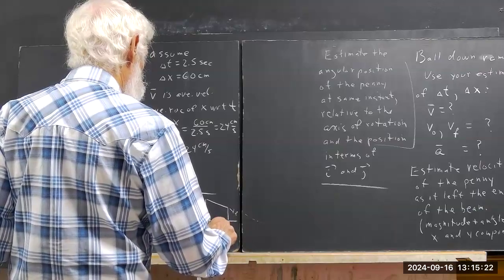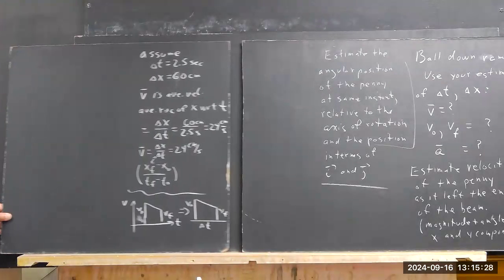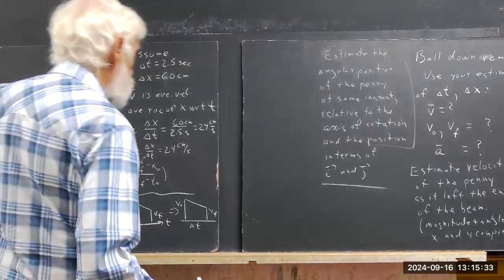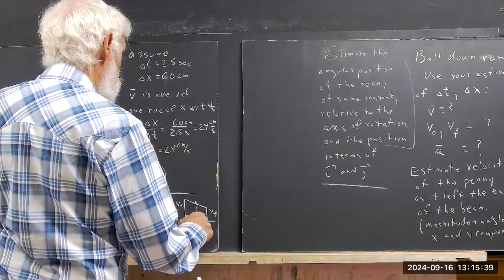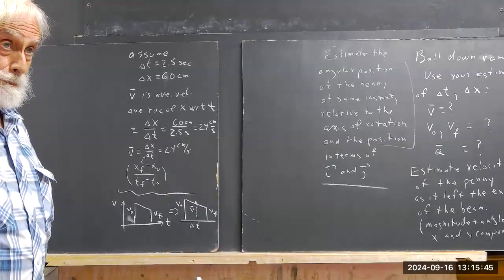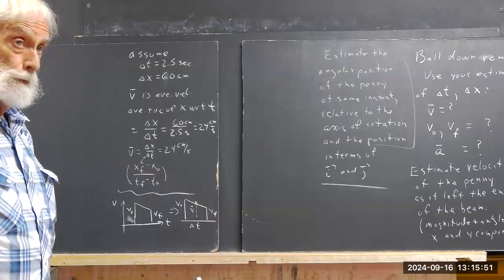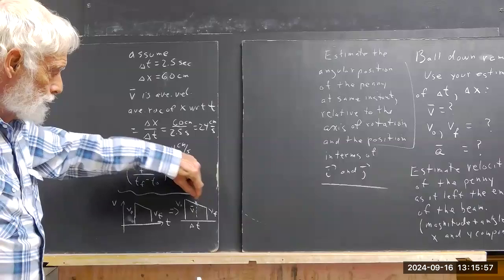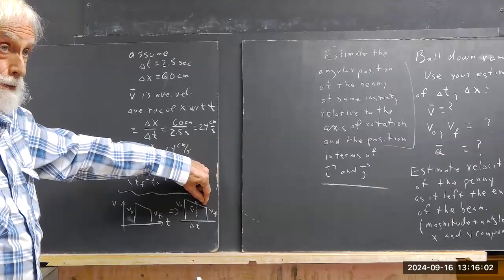Here's V naught, here's VF, here's delta T. Where's the average velocity? Right here. I think I've drawn this picture before. It's at the midpoint of this segment because this is a straight line. The average of a linear quantity is the average of the starting and ending quantities. If it's not linear, it's not so.